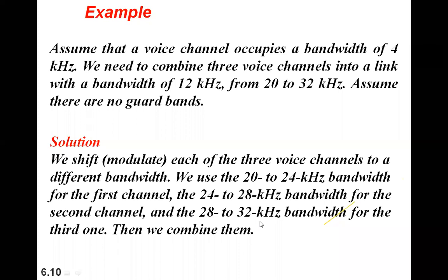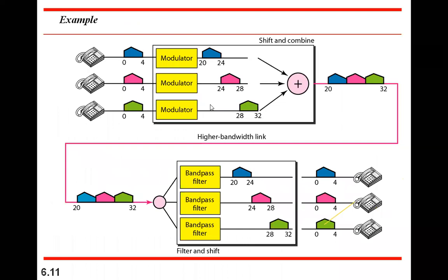As the problem states, there is no guard band here. You can see 20 to 24 occupies this, 24 to 28, 28 to 32. Okay, they can be multiplexed. Similarly, this will be multiplexed and handed over.